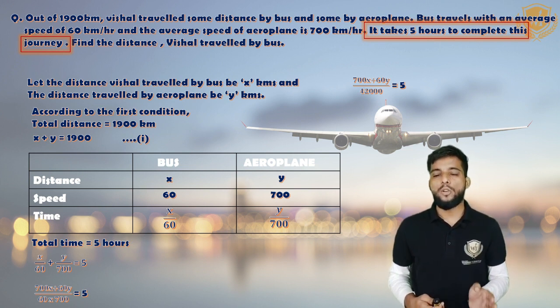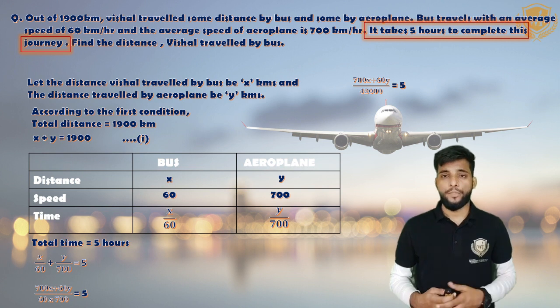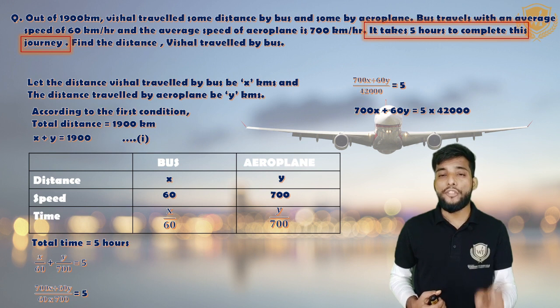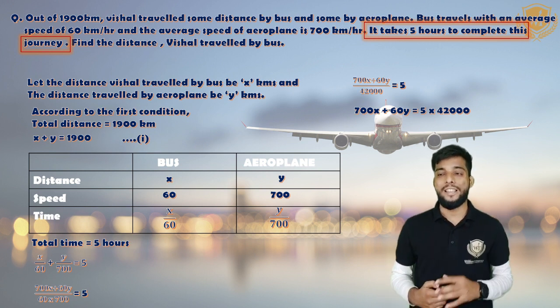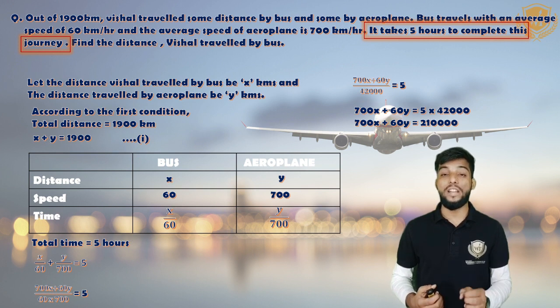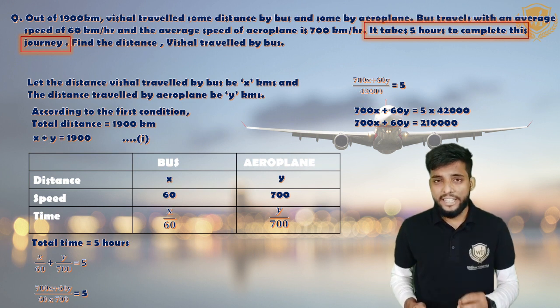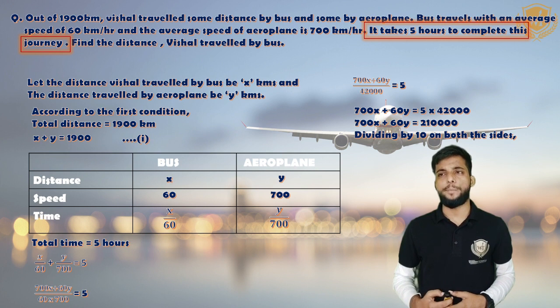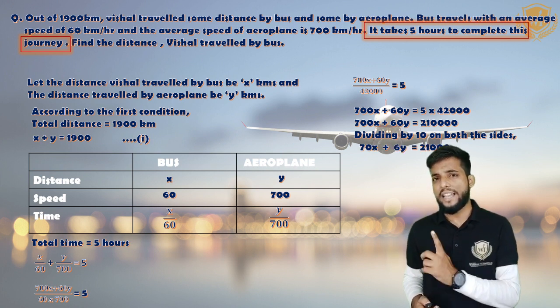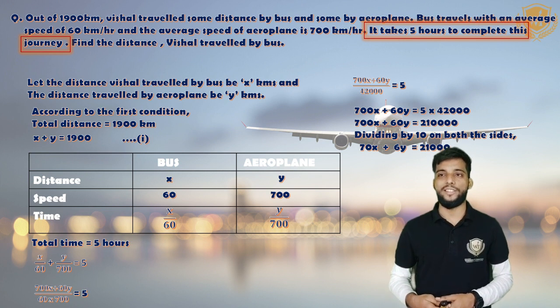Right? Now let us transpose the denominator. So we have 700x plus 60y equals to 5 into 42,000. Meaning 700x plus 60y is 2,10,000, sorry. Now let us divide both the sides by 10. We'll get 70x plus 6y is equals to 21,000. Number this as equation number 2, students.